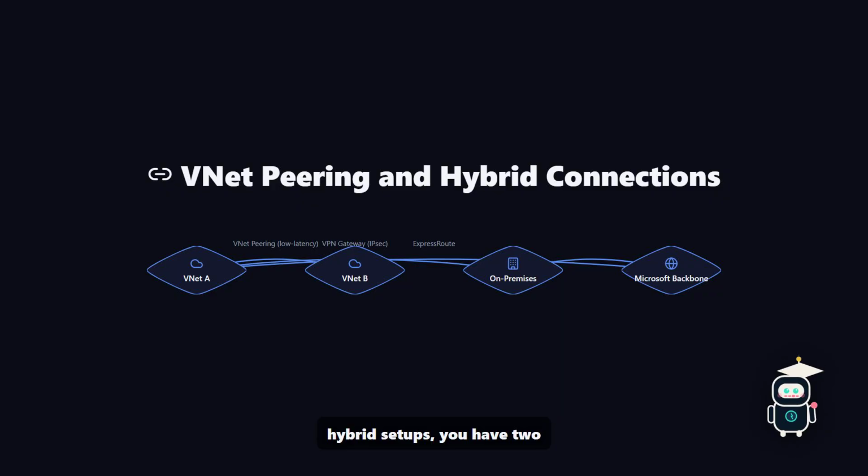For hybrid setups, you have two main paths. A VPN gateway encrypts traffic over the public internet using IPsec IKE, affordable but at the mercy of internet latency. ExpressRoute is a dedicated private fiber that bypasses the internet entirely, with BGP routing to Microsoft's edge routers. In a real design, you often combine peering for Azure to Azure and ExpressRoute for on-premises into a hub VNet.